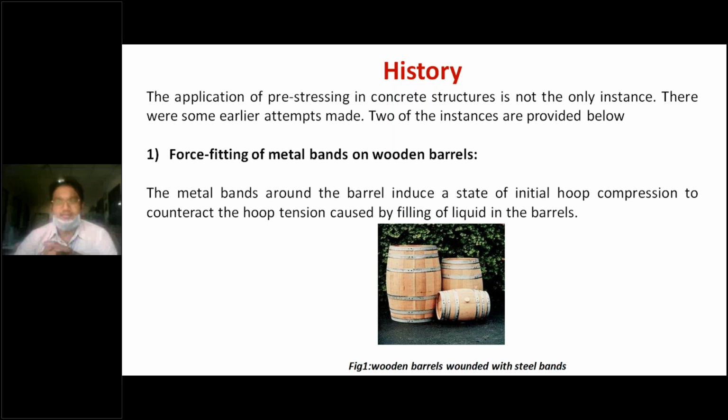To counteract the hoop tension caused by filling of liquid in the barrels. See, if you try to fill the barrel completely with some liquid, what happens? It will develop the hoop stress towards the circumference of the barrel, right? So how to avoid the failure of the barrel towards its circumference? We have to fit this barrel with some metal bands, where it can counteract the same stress which was induced from inside, isn't it?